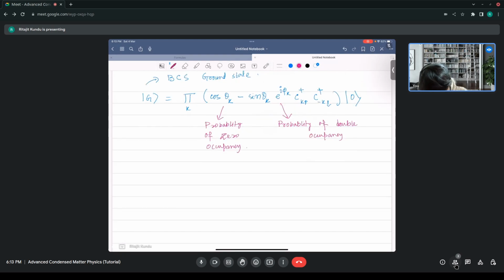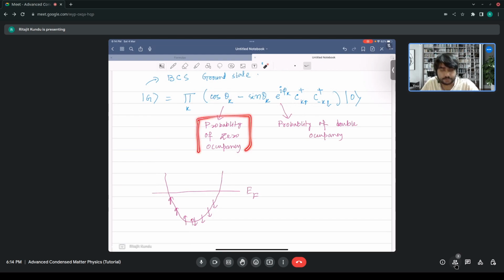Just to give you a physical picture, let's say you have some Fermi sea. This is your E_F, and the second term, on the vacuum, starts to create pairs of particles, one with up spin and one with down spin, with opposite momentum, in a way like this. So the full Fermi sea gets generated with this second term, this creation operator. And this tells you what is the probability of zero occupancy.